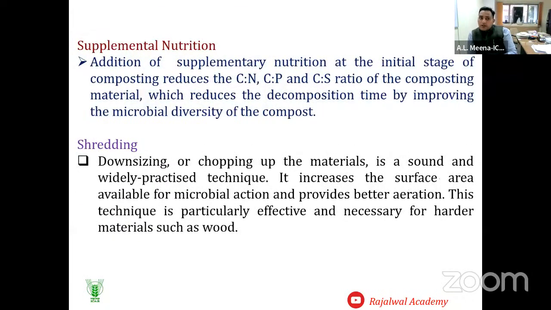Then supplemental nutrition also helps if you are preparing for true organic farming, where we cannot apply supplemental nutrition through synthetic fertilizers. But when you are preparing the compost, you can use the twigs of subabul or other legumes, which already contain nitrogen. You can use them as supplemental nutrition that will reduce the C:N ratio, C:P ratio, or C:S ratio, and it will speed up the composting process. Then shredding also, I already told you, so you have to shred the material before starting the composting.